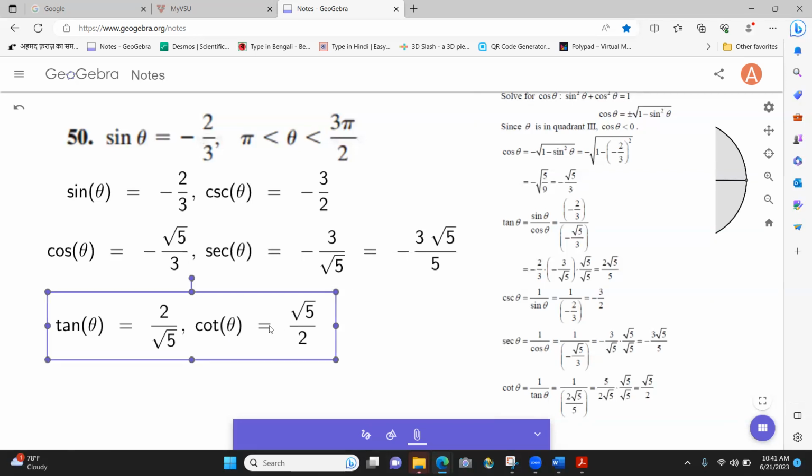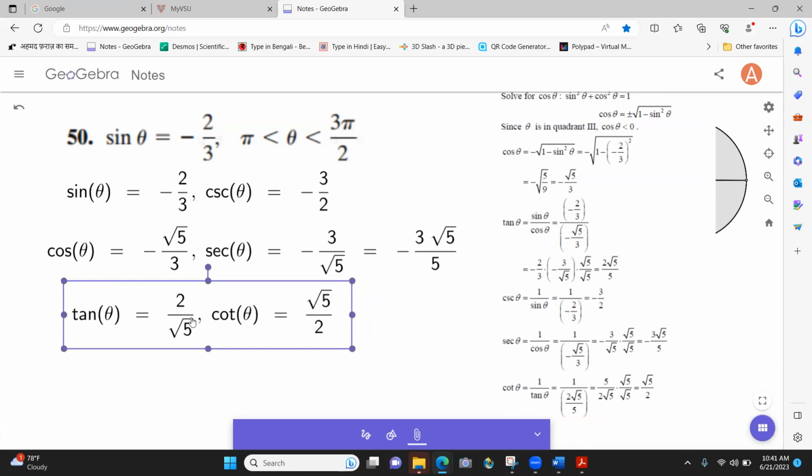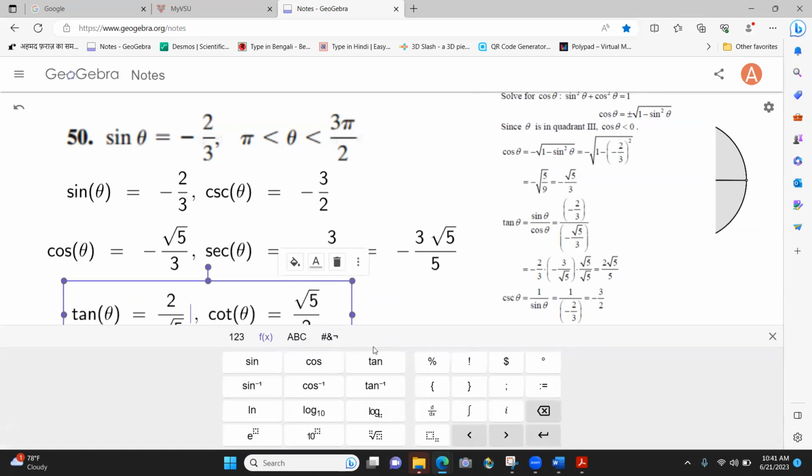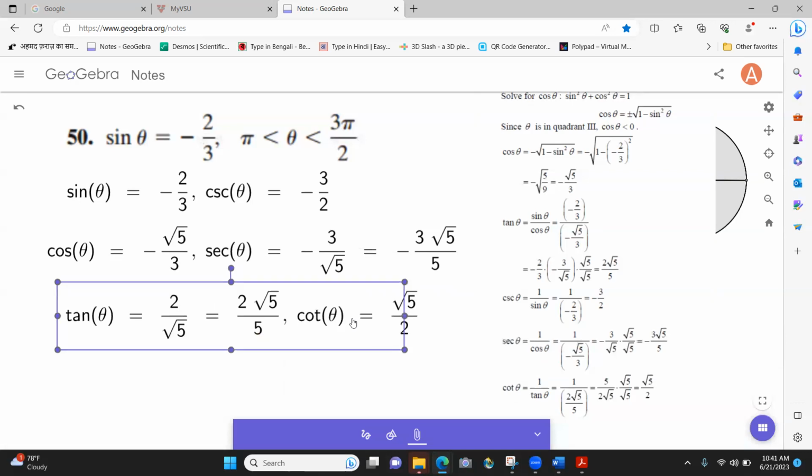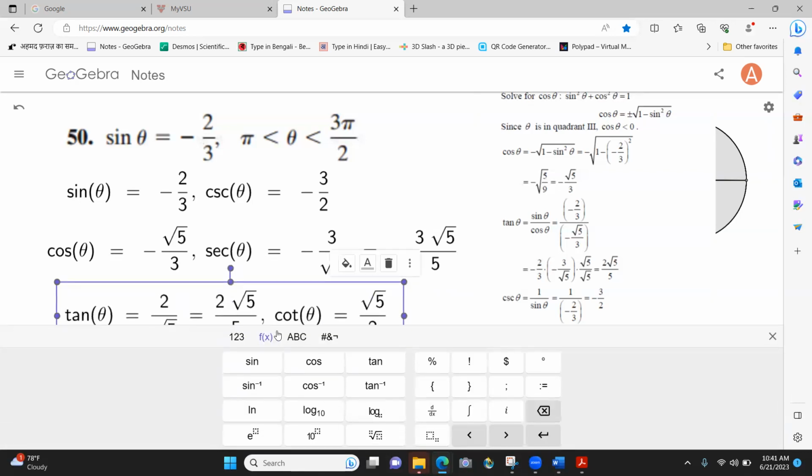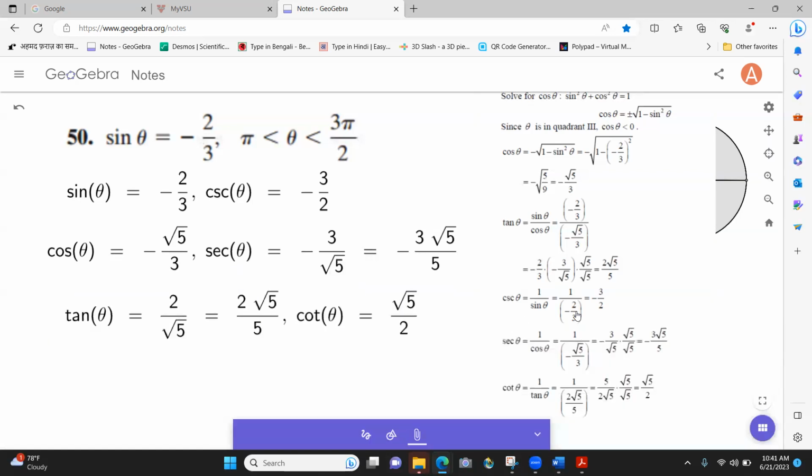So my cotangent is fine. I have to fix my tangent. I'm going to multiply the top by square root of 5. And I'm going to multiply the bottom by square root of 5. That's going to give me 5. This is 2. You'll be able to see the whole thing. All right, so now we have it in the exact right format. Let me double check again.